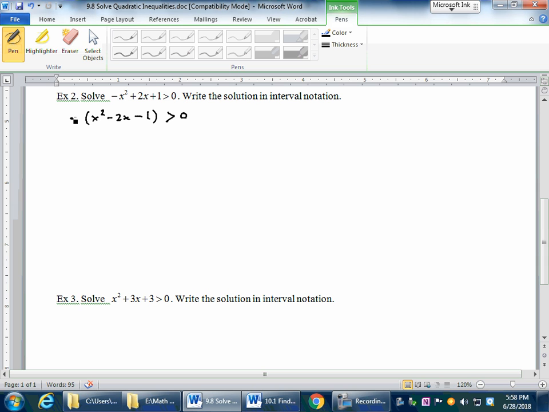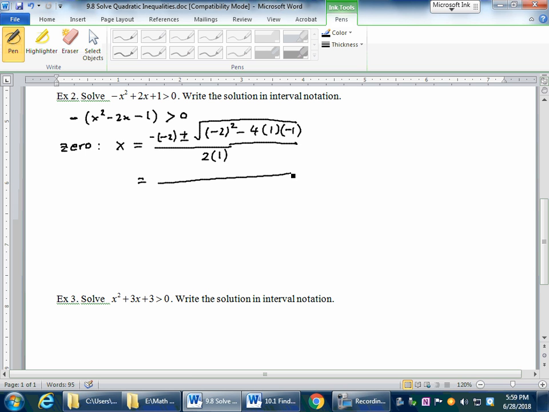To find my zeros, using the quadratic formula, x is equal to negative b plus or minus the square root of b squared minus 4 times a times c, all over 2a.